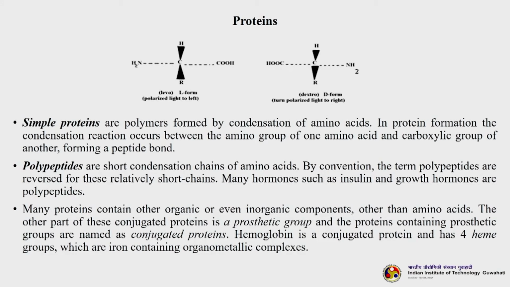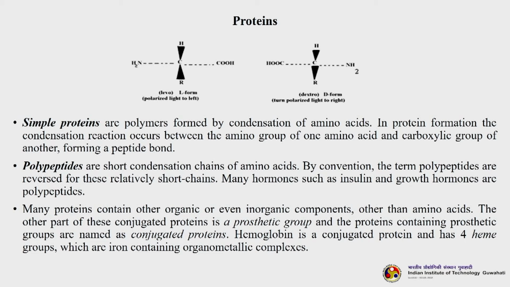Now, simple proteins are polymers formed by condensation of amino acids. In protein formation, the condensation reaction occurs between the amino group of one acid and carboxylic group of another, forming a peptide bond. So, polypeptides are short condensation chains of amino acids. By convention, the term polypeptides is reserved for those relatively short chains. Many hormones such as insulin and growth hormones are polypeptides.